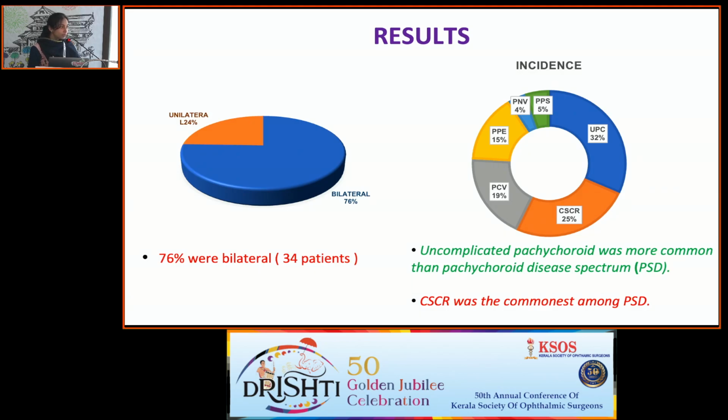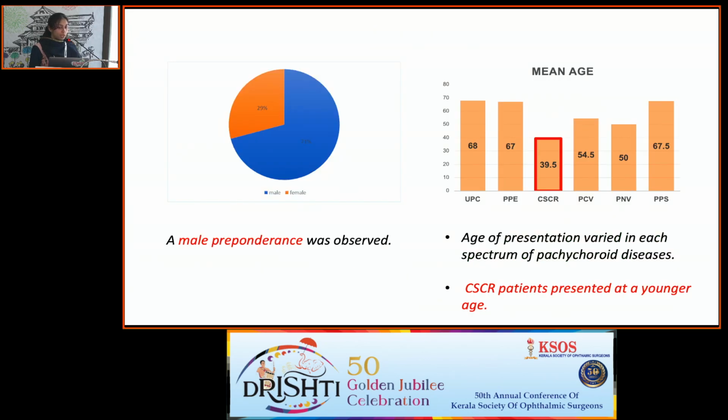Among the pachychoroid disease spectrum, central serous chorioretinopathy was the most common. A male preponderance was observed. The age of presentation varied among the various entities we studied, with central serous retinopathy presenting at a younger age, average of 39.5 years, and uncomplicated pachychoroid, pachychoroid pigment epitheliopathy, and peripapillary pachychoroid spectrum presenting at an older age.